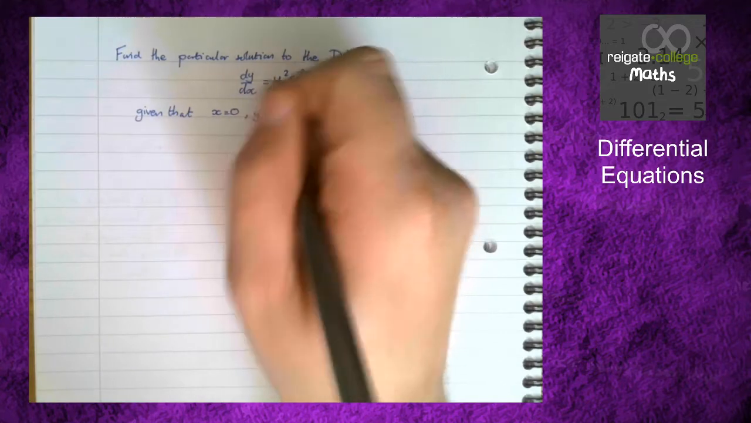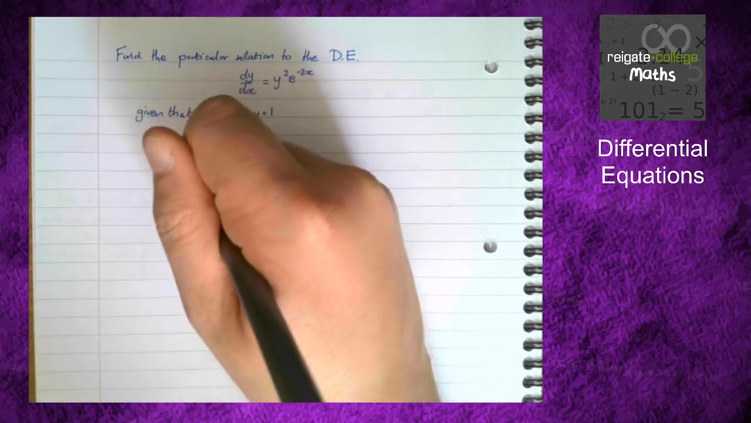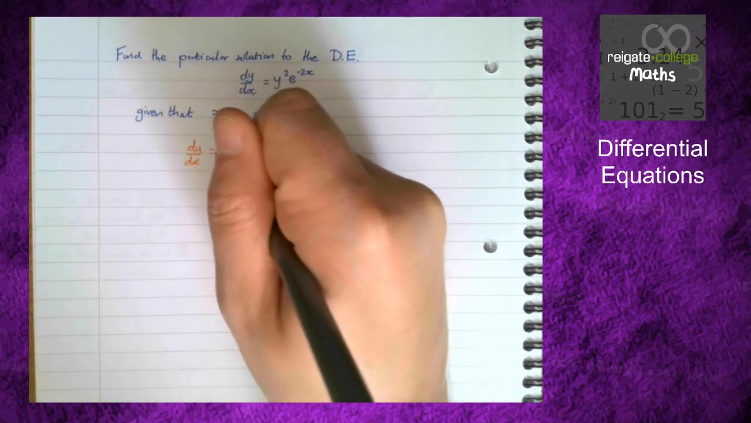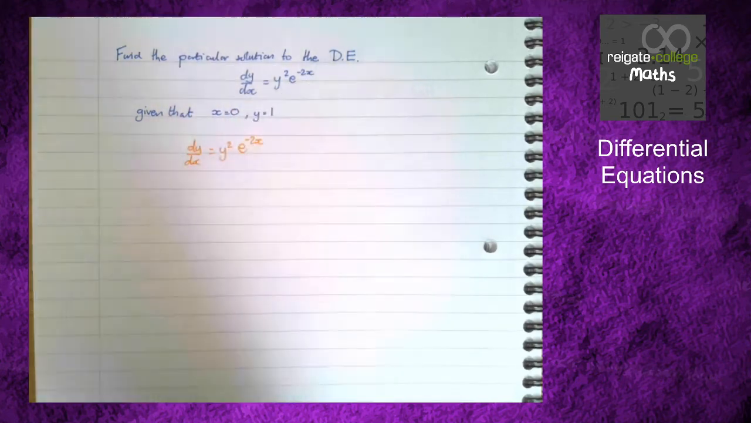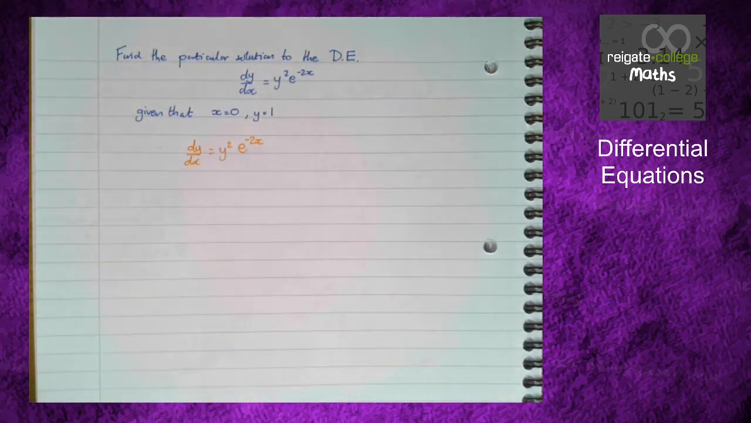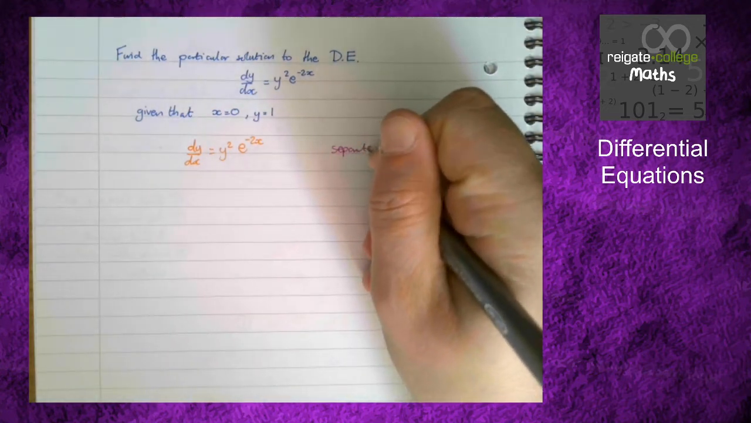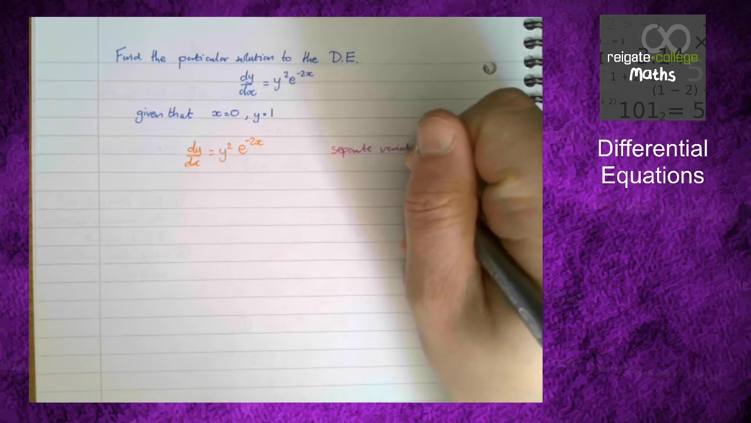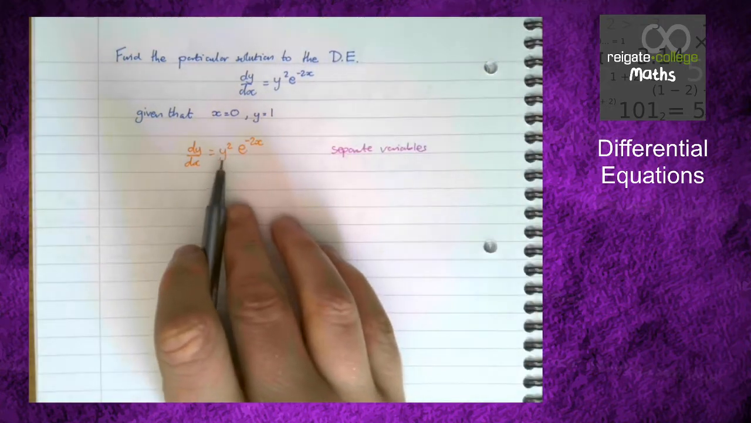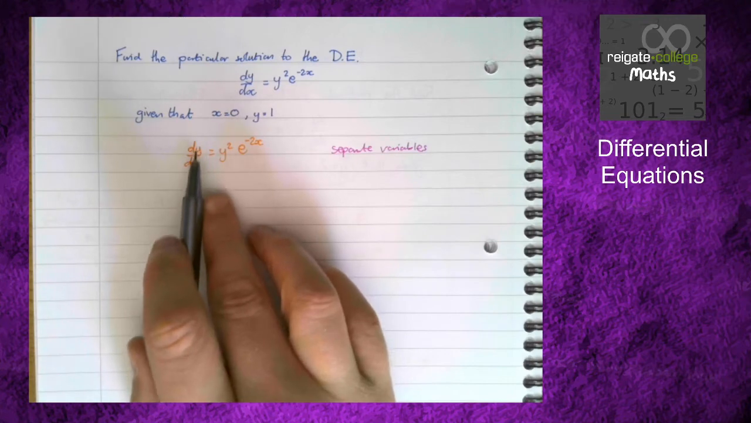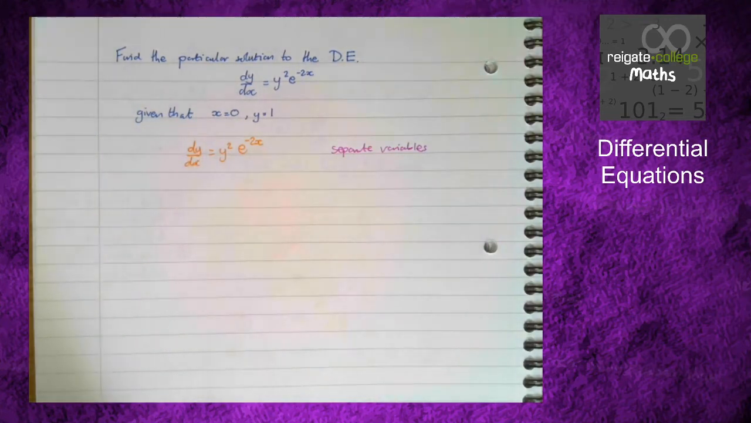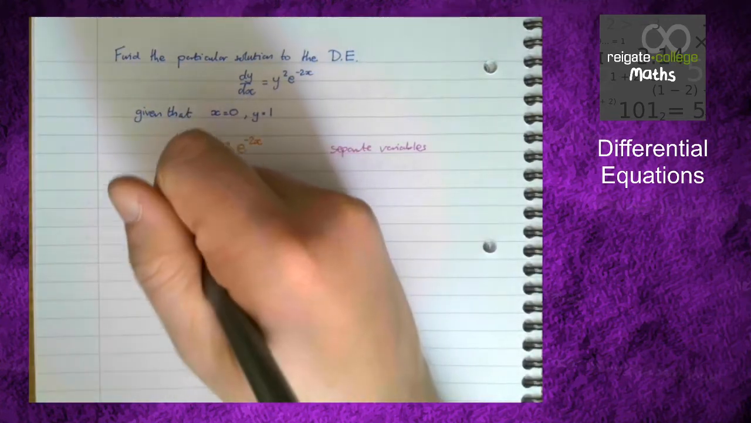Okay, so we've got dy by dx equals x squared e to the minus 2x. So step 1 is solve the differential equation. Here we need to separate variables, because we've got a mixture of x's and y's on this side and a mixture of x's and y's over here. So let's do that.